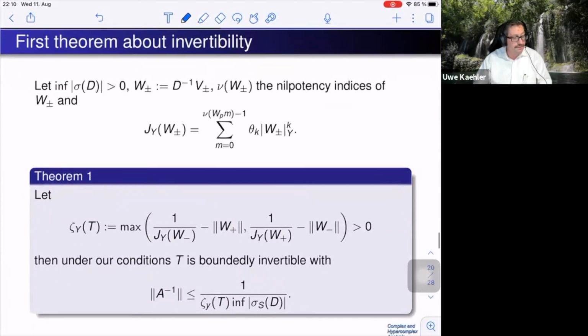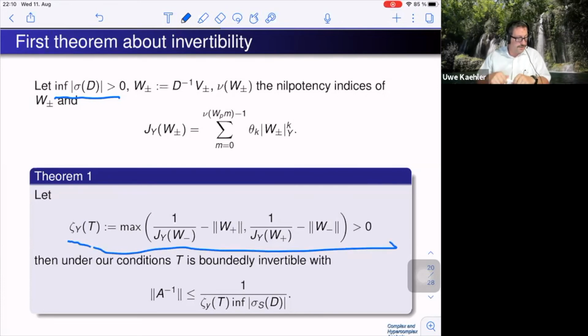Now we can look at the classic part and ask ourselves how far we can replicate it. For the invertibility, one could say the following. If I take the spectrum of the diagonal part bounded away from zero, I can define it like this, nu of V the nilpotency indices, etc. And then I can say that if that part here, one of them will of course be bigger, but both will be less than one, then under these conditions we can say our T is boundedly invertible, and the bound for the inverse is given by that.